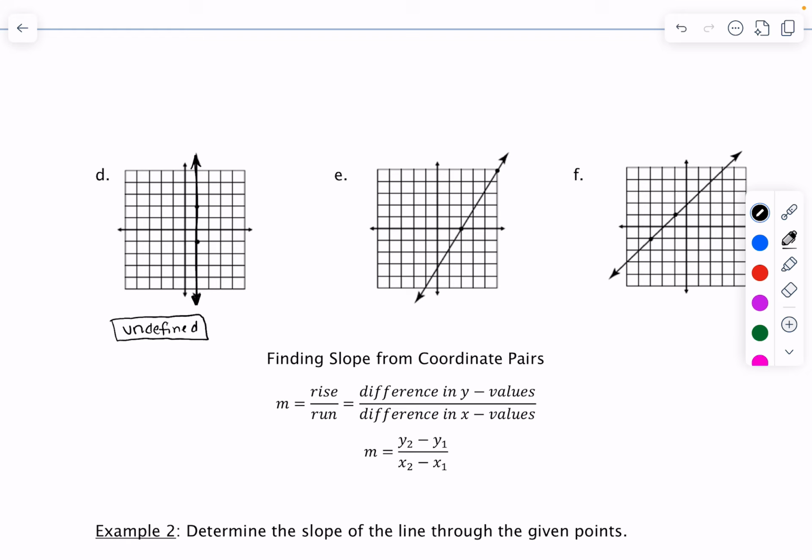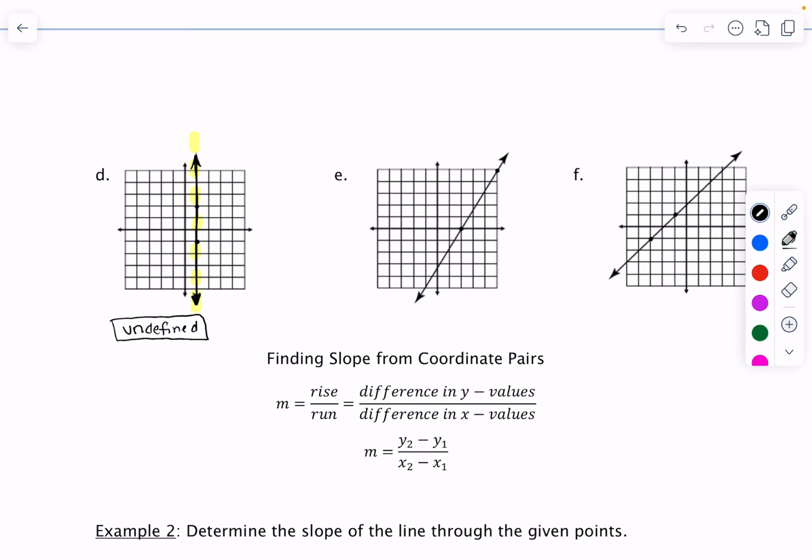It also brings us back to that idea of whether something's a function or not. Remembering that vertical line test, where if we drew a horizontal line through the middle, that meant it was not a function. Well, something that's not a function can't be a linear function, therefore it's undefined. So it brings those two things together.